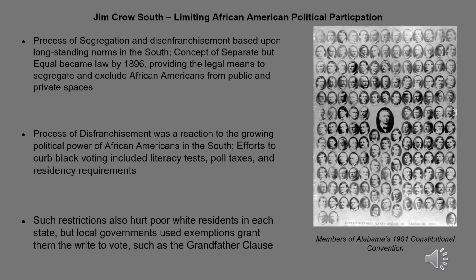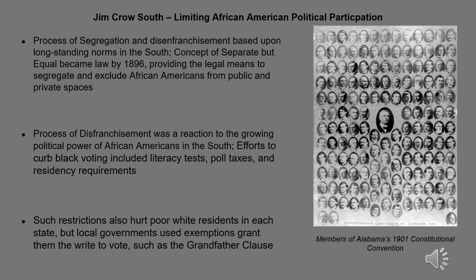Poll taxes were another way. Paying a tax in order to be able to register to vote. Easier for those with a job. Easier for those with a savings. Not so easy if you're looking for work. Not so easy if it's hard for you to find work or you're trying to make ends meet in other ways. So this was another way, an economic barrier.